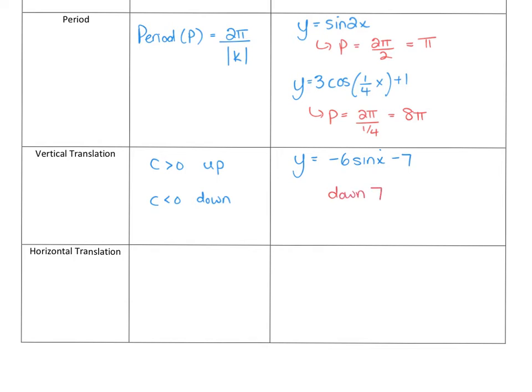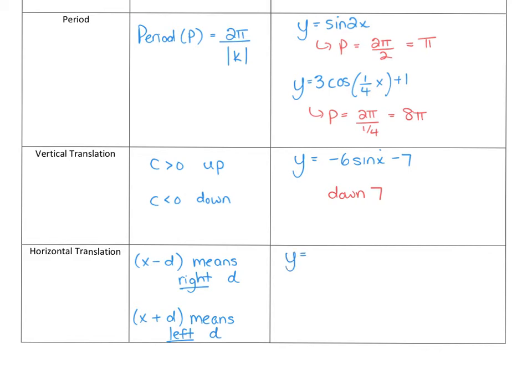Okay, and similarly, the horizontal translation, I'm going to write it like this so that there's no confusion. If it's x minus d, then that means we're going to go right d. If we have something like x plus a value, then we're going to go left d. Okay, let me give you some examples.